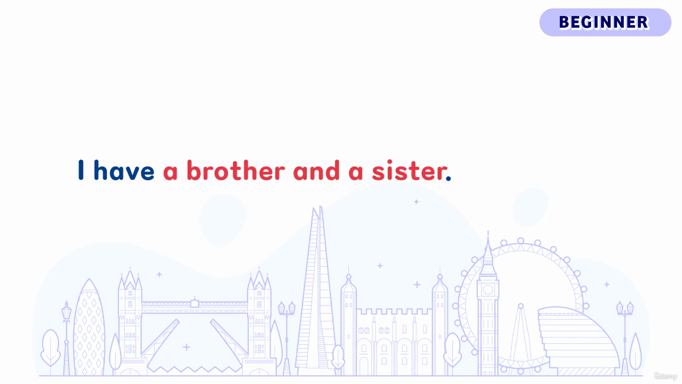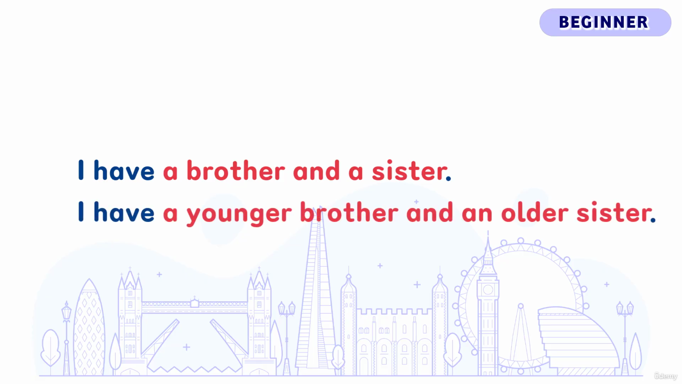However, if you wanted to say whether your brother or sister is younger or older, you can use these words and say something like this. I have a younger brother and an older sister. Let's take a look at two other example sentences.